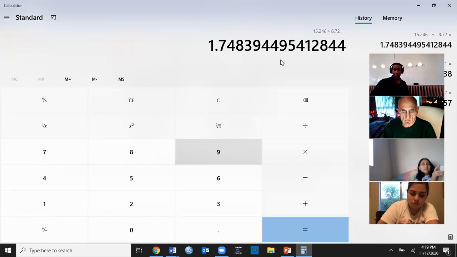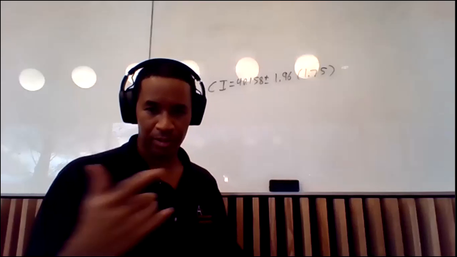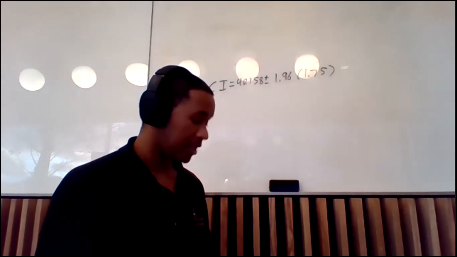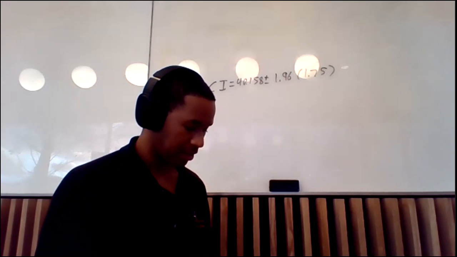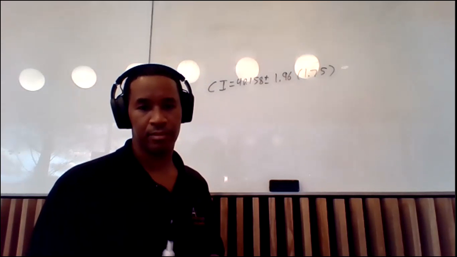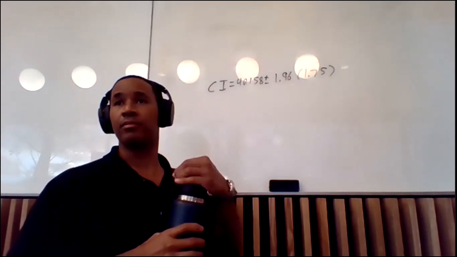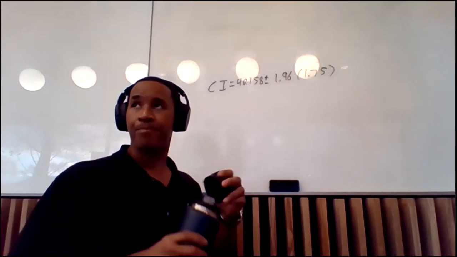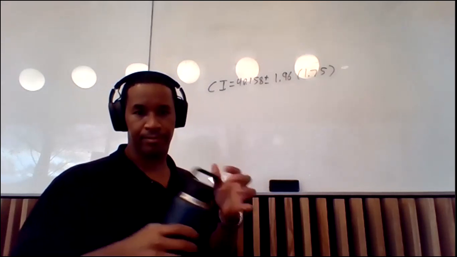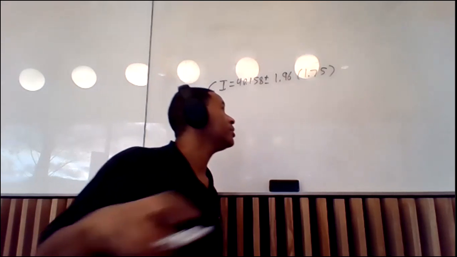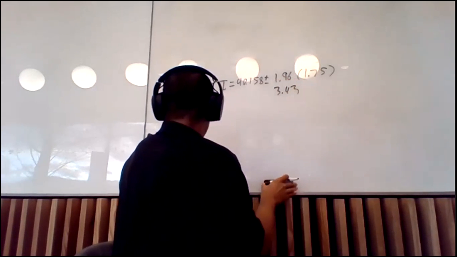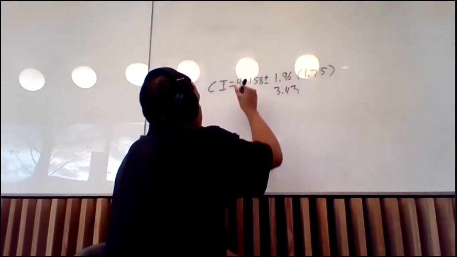All right, so now we just go ahead and we solve. So why don't you all go ahead and feed me these numbers? We have 1.75 times 1.96. What's that going to give me? 3.43. Good, so we did 3.43. So we can construct our interval now.